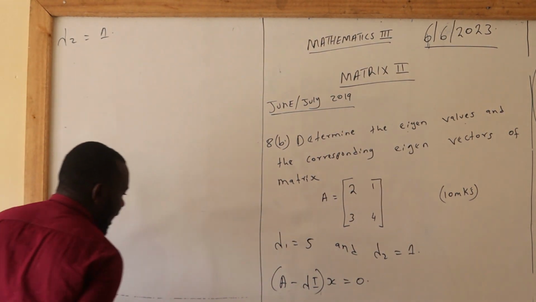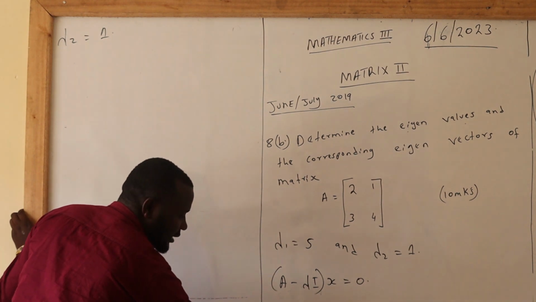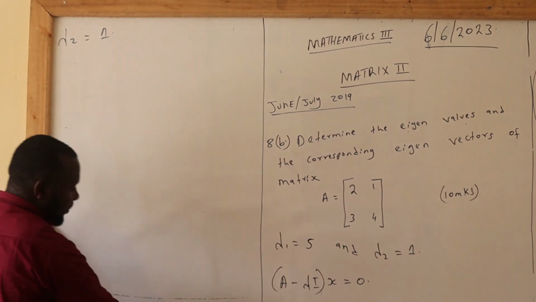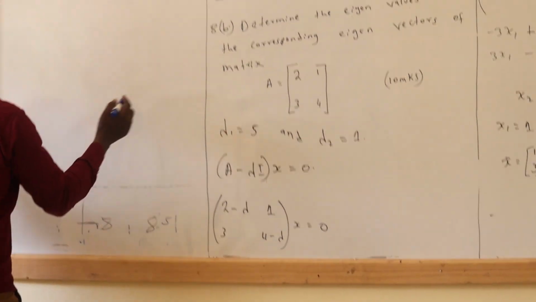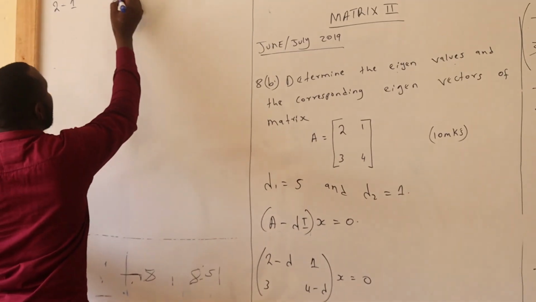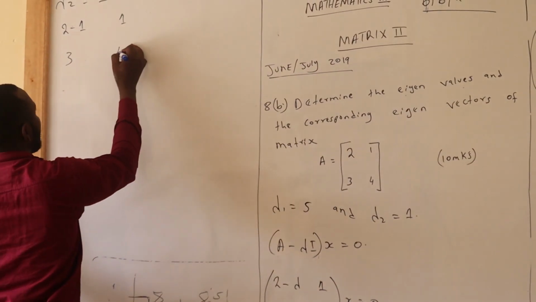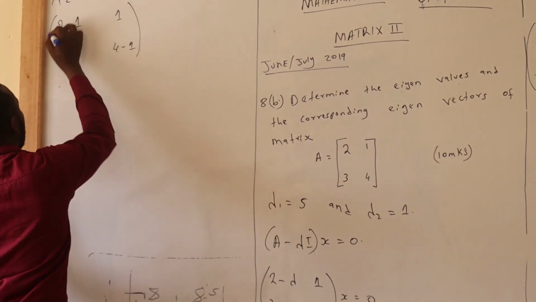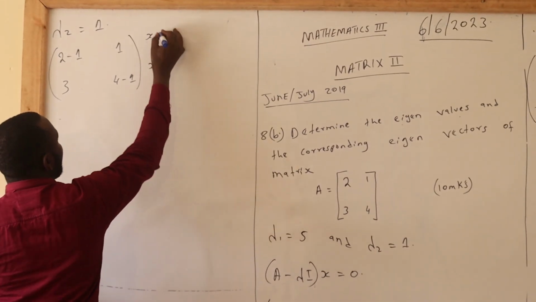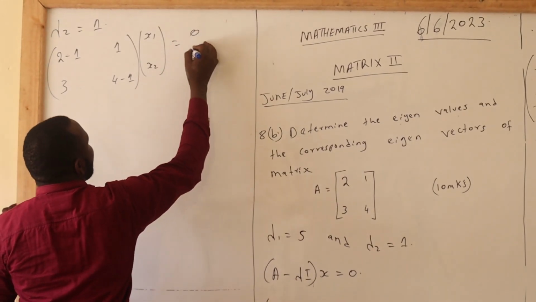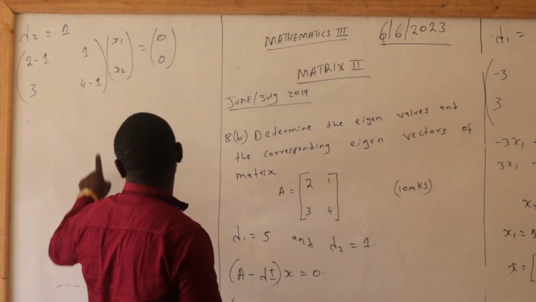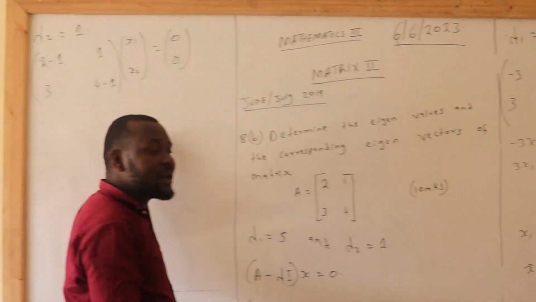So we are going to use this formula again. We have the matrix 2 minus lambda, 1, 3, 4 minus lambda, multiplied by x, equal to 0. Now we replace where we have lambda with 1. So automatically I have 2 minus 1, I also have 1 here, this one is 3, this one is 4 minus 1. Make this x in the form of a matrix, that is x1 and x2. Also our answer to be in the form of a matrix. Therefore, let's multiply this.